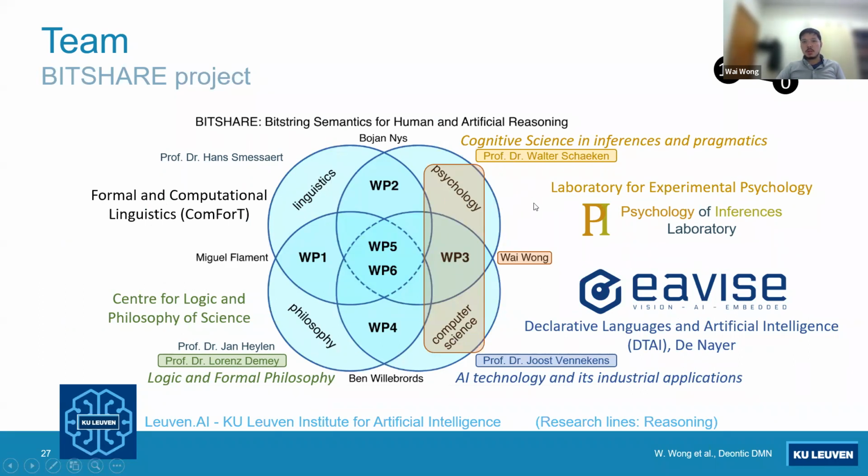We have Professor Schaeken, who is on the psychological point of view. We have Professor Joost Vennekens. I think you may know him from the previous year's presentation or so on. He is focusing on the industrial application of AI technology and stuff like that. And then we also have Professor Lorenz Demey. He is the logician, and he is also the founder of the vision semantics. So that's why he brought a lot of philosophical insight to this presentation.